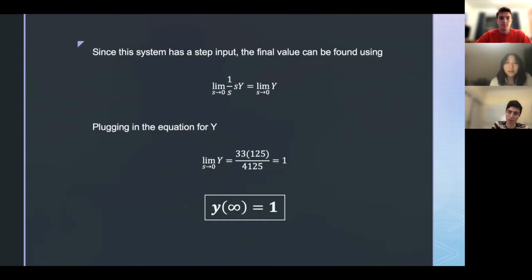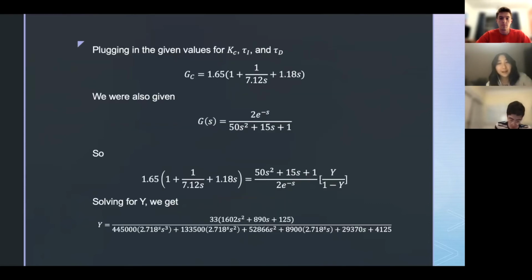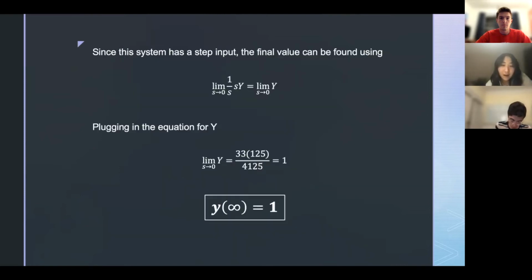And using the same final value theorem, we're going to take the limit as s goes to 0 of y. And when we plug in that big equation for y that we got just now, in the numerator, we have left 33 times 125, because 125 was the only value that didn't have an s attached to it, as you can see. And in the denominator, we have 4,125. And when you do 33 times 125 divided by 4,125, you get 1. So this indicates that as time goes to infinity, our y value approaches 1.